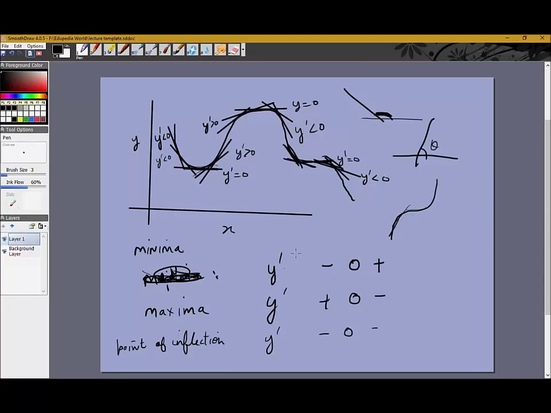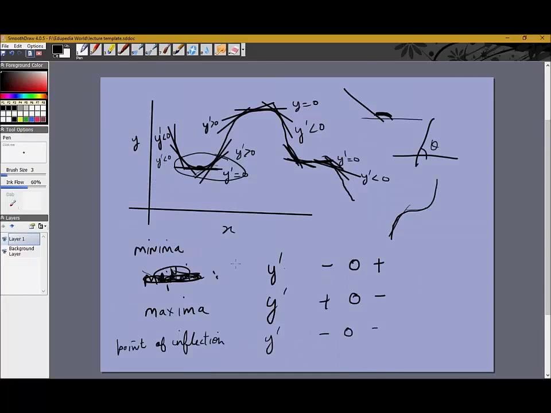Right. And remember, this is the immediate neighborhood. You could say, well, this is y dash is greater than 0, but it's less than 0 here. So if we count a big region around this point, you could say that it goes finally to negative again. But we are only talking about the immediate neighborhood.